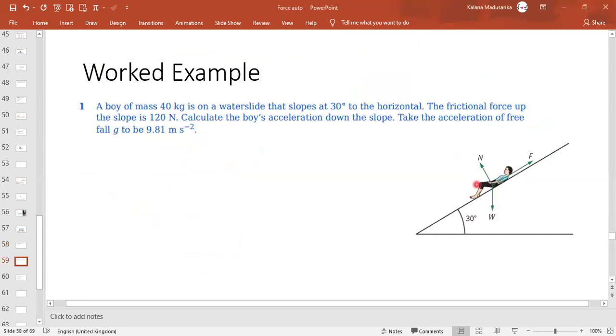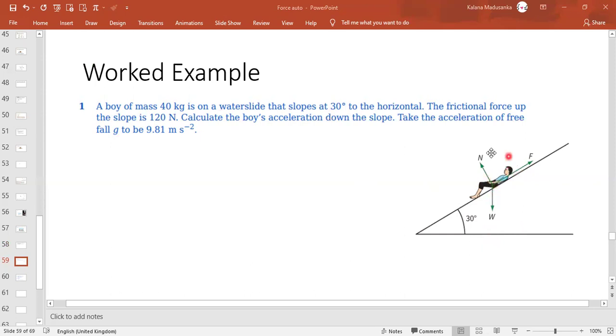Now you can try to solve this question. It is the same thing, right? A boy of mass 40 kilograms, so the weight is going to be 400 newtons, on a water slide. The boy is actually water sliding, right?